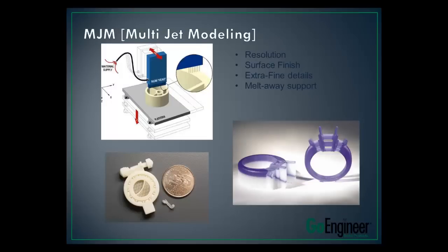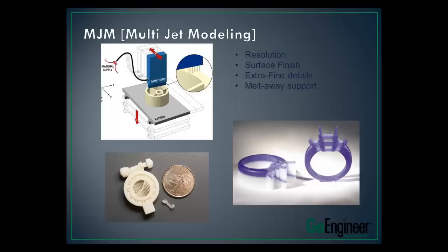So MultiJet modeling, this is relatively new. We're going to discuss a little bit about how it works. What it does is it actually lays down a microscopic layer of resin on a plate, and the layers are laid down as the plate drops down, creating your part. MJM is pretty good for really small parts.